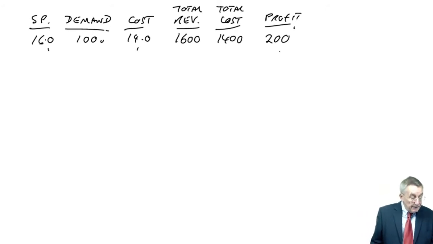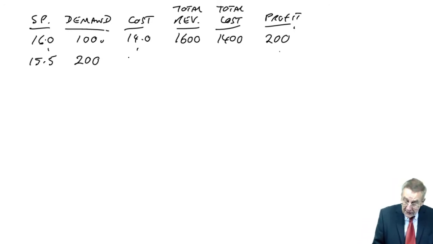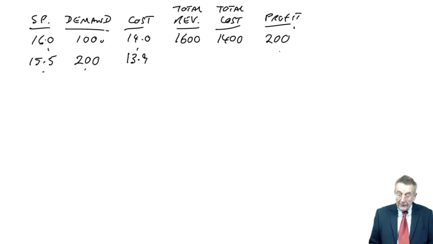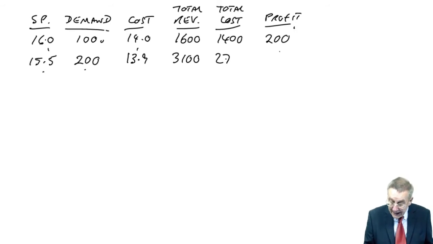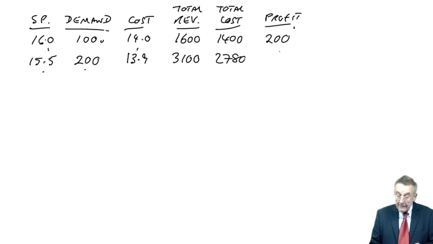What happens if I drop the price? If I drop the price to 15.5, we'll sell more, we'll sell 200 units. The cost is a little bit less at 13.9. But as a result, the total revenue, 200 at 15.5, is it 3,100? Yes, it is. The total cost, 200 at 13.9, is 2,780. And so the total profit, one less the other, is 320.